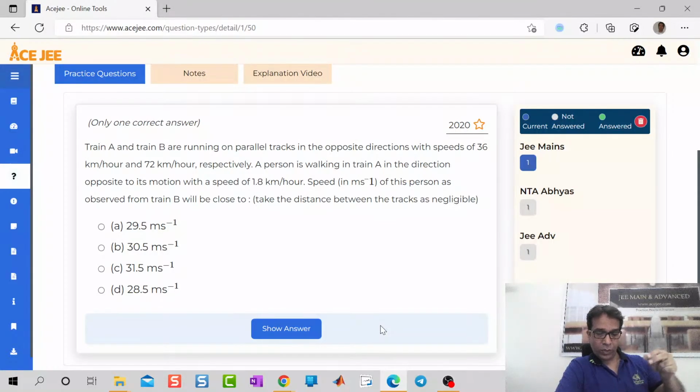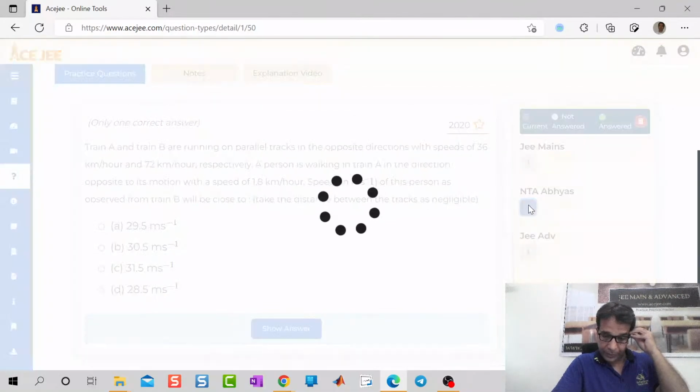So first find out the velocity of the person with respect to the ground, and we already know the velocity of the train B with respect to ground. Then to find their relative velocity, we will do V person with respect to ground minus VB with respect to ground. In other words, if there are more than two particles, first get their velocities with respect to the ground, and then you can easily figure out the relative velocity with respect to each other. Let's look at the NTA Abhyas question, beta.